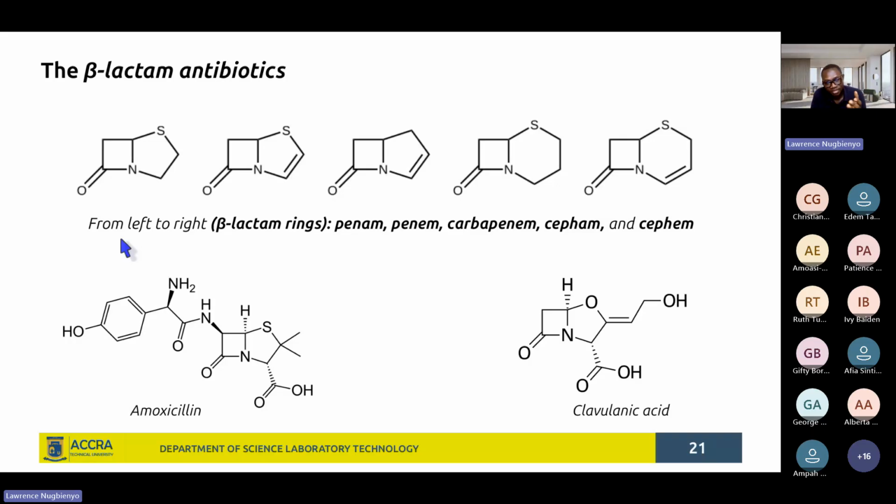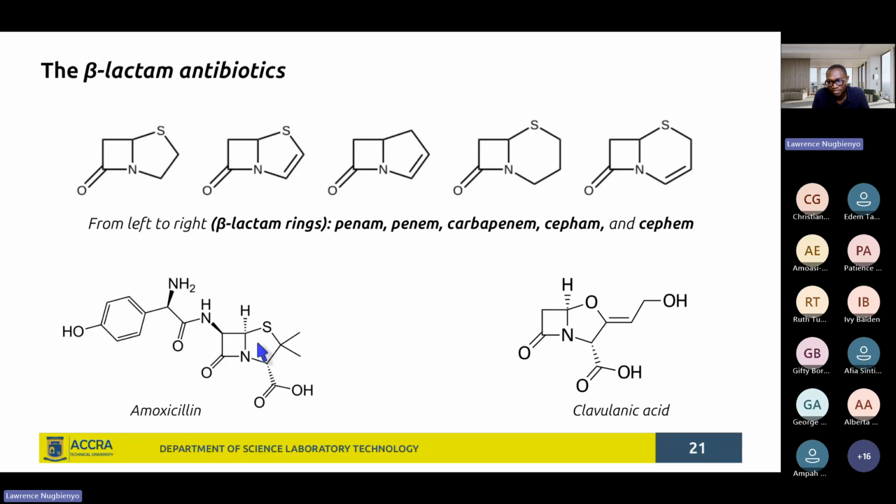You have these different types of rings which you can find. Of course, not exhaustive. There are more that you find. I think the common antibiotics which you find in Ghana in this class include amoxicillin. You see the structure of amoxicillin has that ring in it. This ring should be, I think, the first one, which is penam. So amoxicillin is a penam. It has a penam ring there.